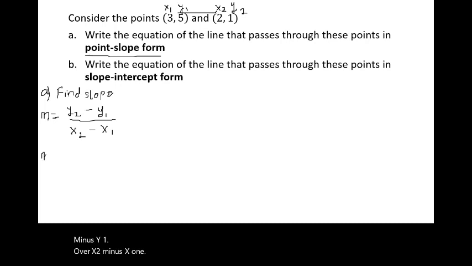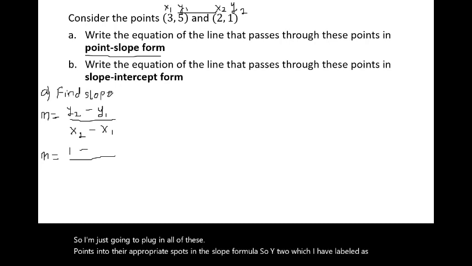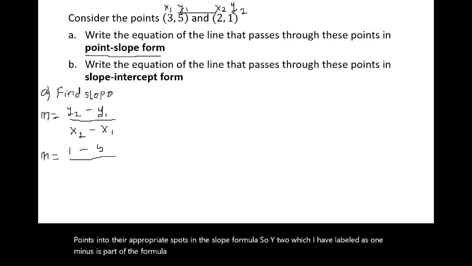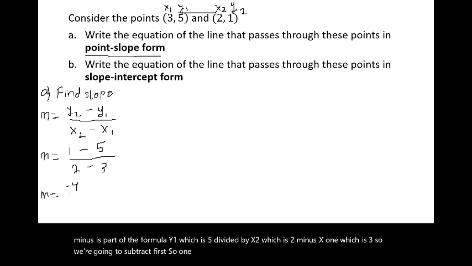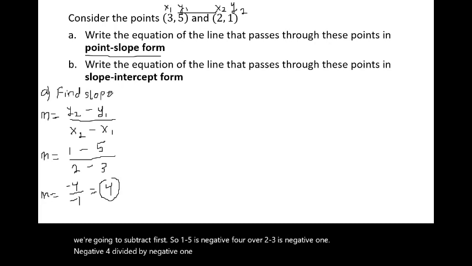So I'm just going to plug in all of these points into their appropriate spots in the slope formula. So y2, which I have labeled as 1, minus y1, which is 5, divided by x2, which is 2, minus x1, which is 3. So we're going to subtract first. So 1 minus 5 is -4, over 2 minus 3 is -1. -4 divided by -1 is 4. So 4 is my slope.